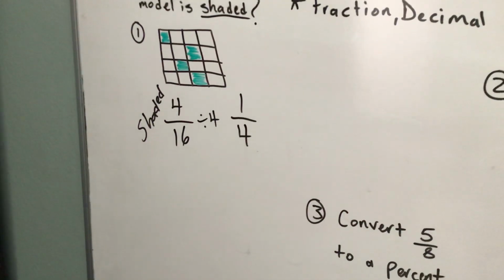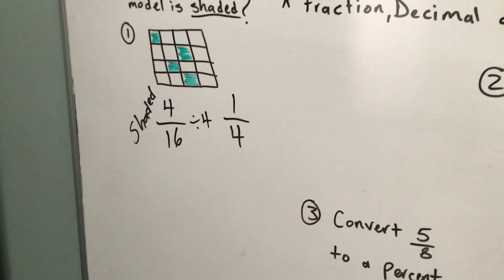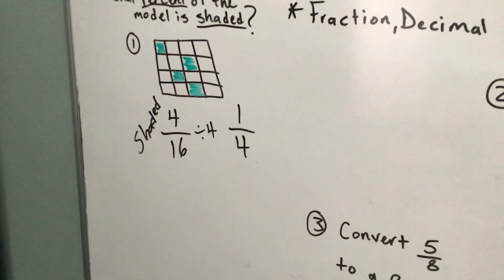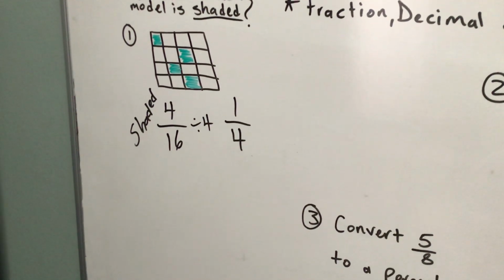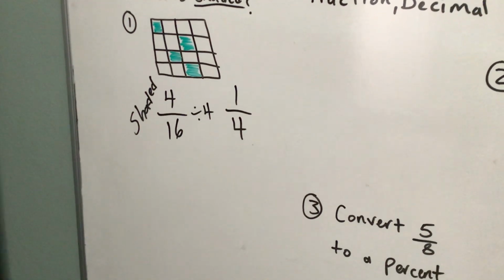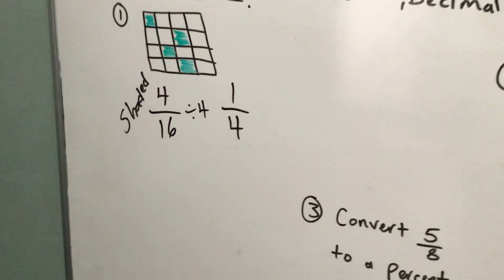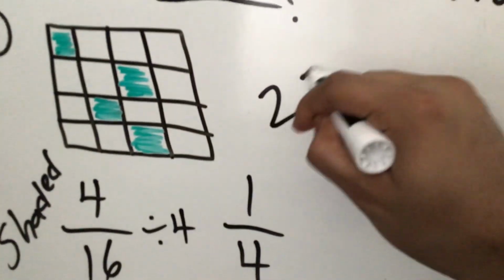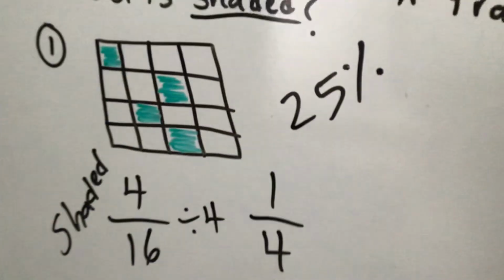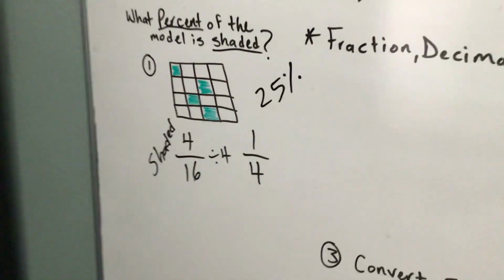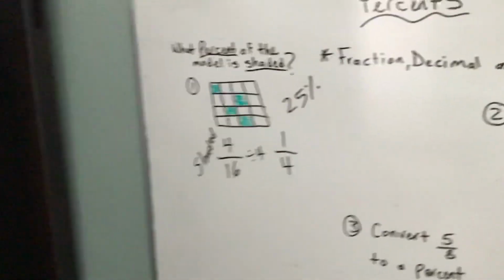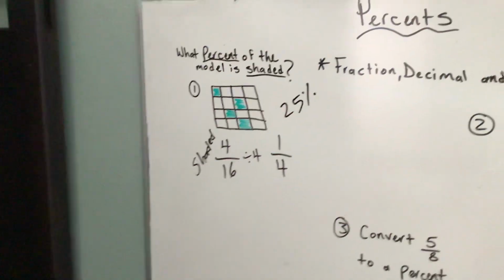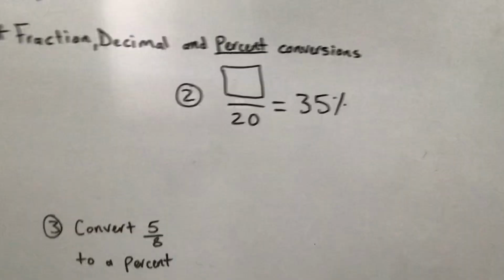And here's where we have to understand, we have to know our basics. All my students should know that fourths are related to quarters. So 1/4 is the same thing as a quarter, or 25 cents, which is the same thing as 25%. So that will be the answer for question number 1. Number 2, very basic too.